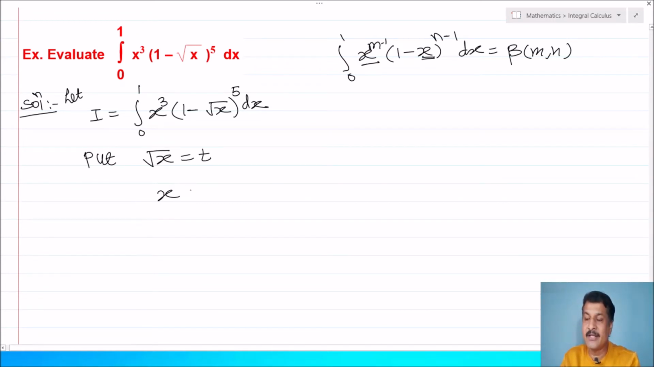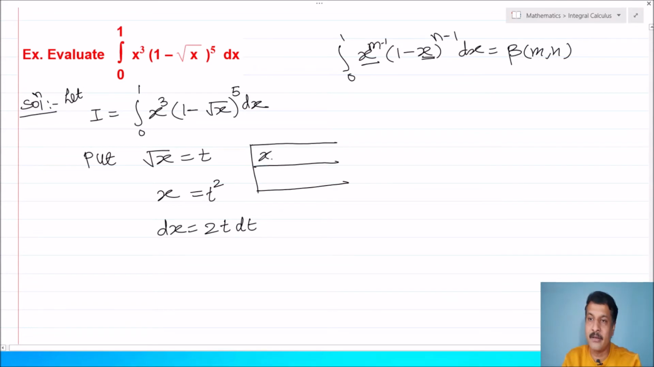Squaring on both sides, I get x equal to t squared. Always find the value of dx first. So dx is, differentiating, 2t dt. What about the limits? Here x goes from 0 to 1. If we put x equal to 0, I get t equal to 0, and for x equal to 1, the root of 1 is 1.